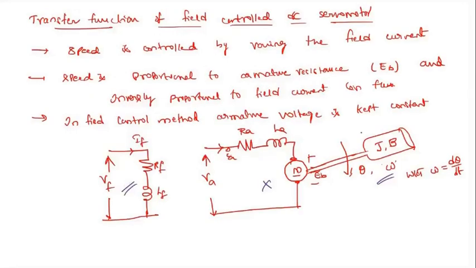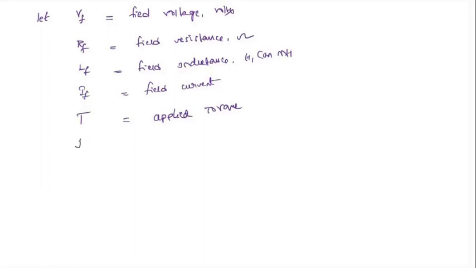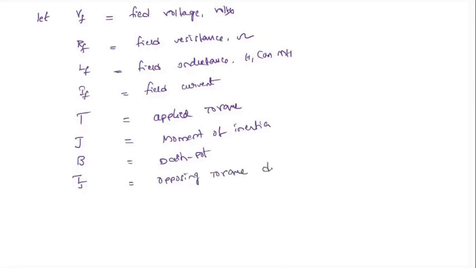Now let's move to the mechanical rotational system. For this system there is a torque, so T equals the applied torque, J is the moment of inertia, and B is the dashpot. Tj is the opposing torque due to moment of inertia, and Tb equals the opposing torque due to the dashpot.